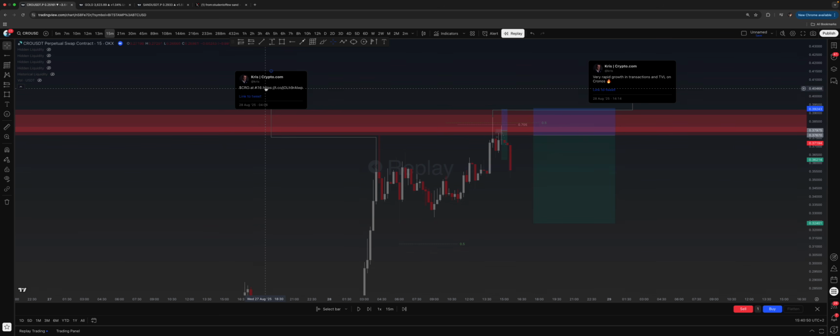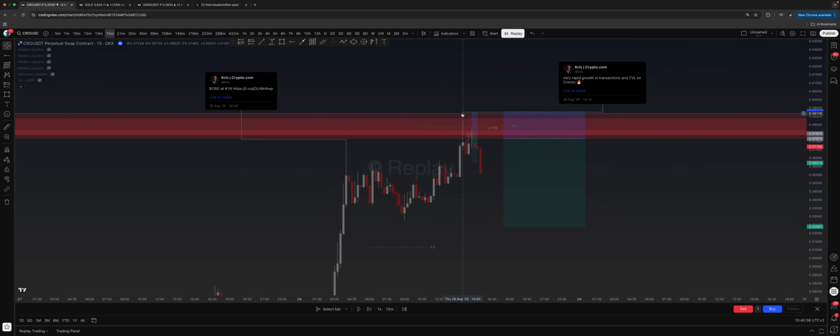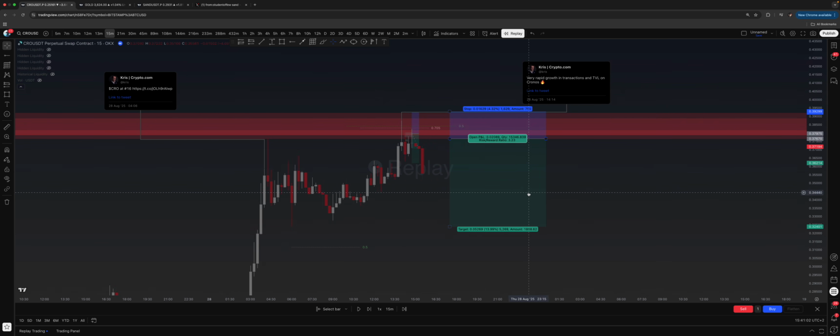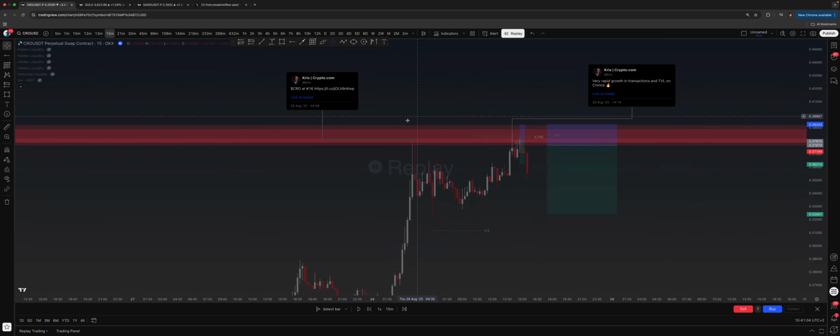CRO at number 16, top 16 coin, boom, the first reaction. Then again, very rapid growth in transactions, and then literally the top of the top. That's when he tweeted this. So yeah, keep an eye out for these kind of things, as they're nice extra confidence.